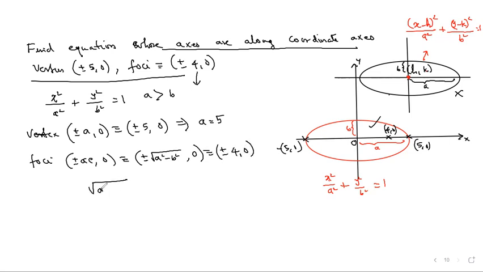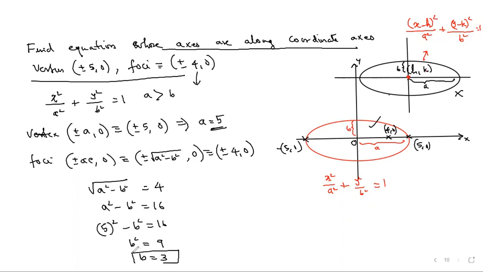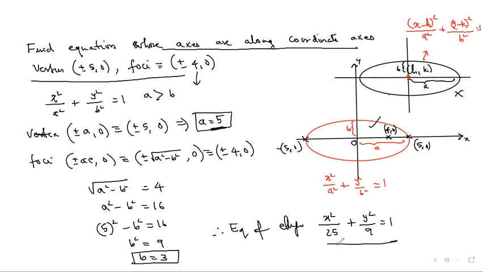So root of a square minus b square is 4. So a square minus b square is 16. Already a is going to be 5, so b square is 9. So b is 3. So a is 5, b is 3. Therefore, the equation of the ellipse is x square upon 25 plus y square upon 9 equal to 1. I hope you understood. If not followed, you must tell me.